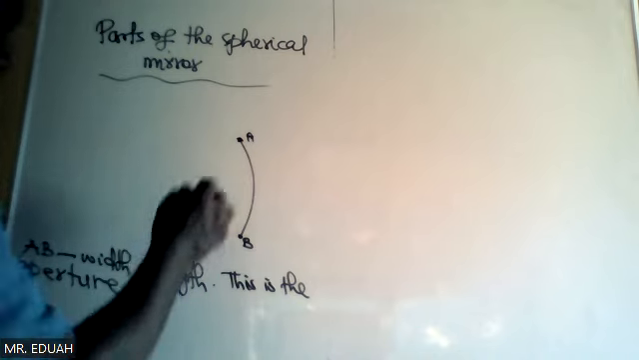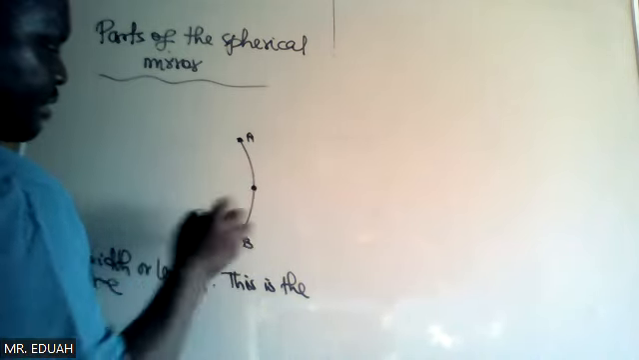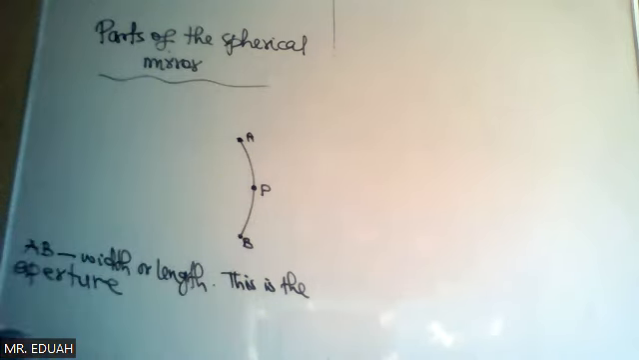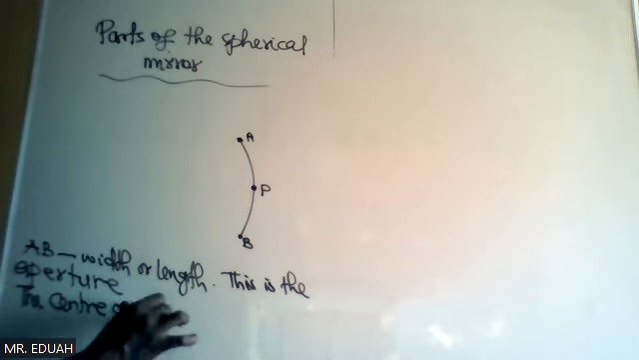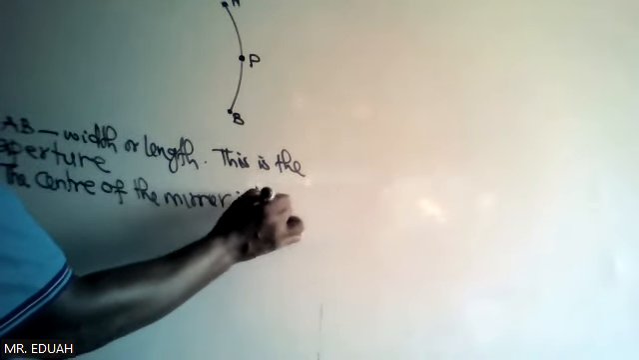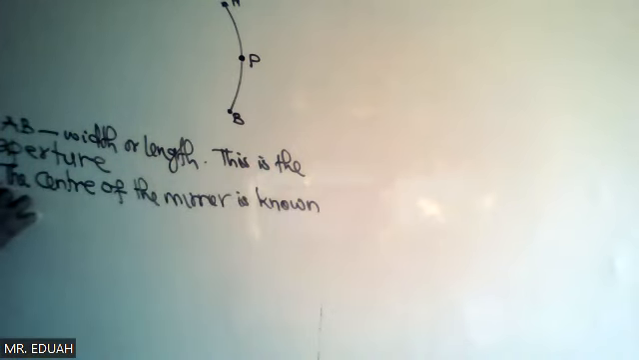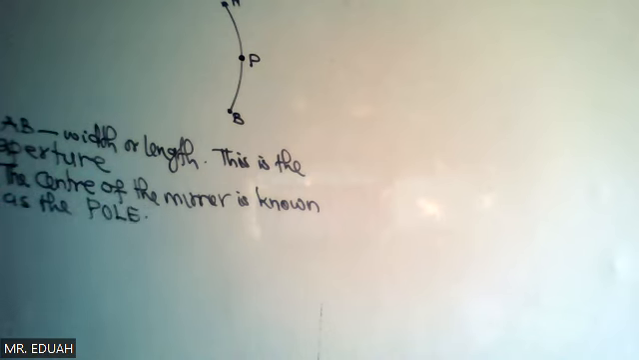Then the center of the mirror, denoted by the letter P, is known as the pole. The pole, P-O-L-E. So the pole refers to the center of the mirror.